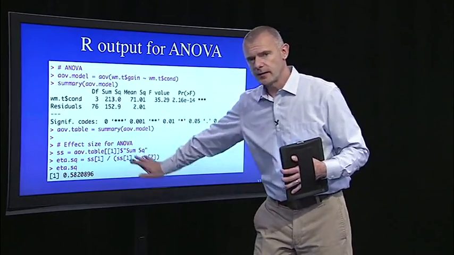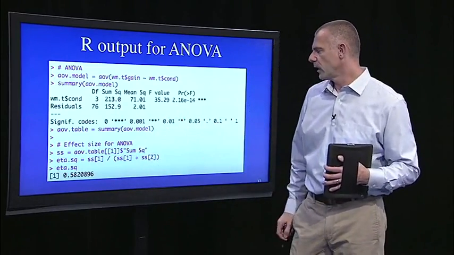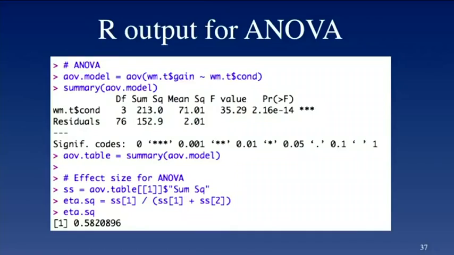To get the effect size, here's the code again. And the effect size in ANOVA is eta squared. That's the proportion of variance in the dependent variable accounted for by the independent variable. And in this case, again, it's pretty large, 58%. So it looks like a pretty powerful training effect.